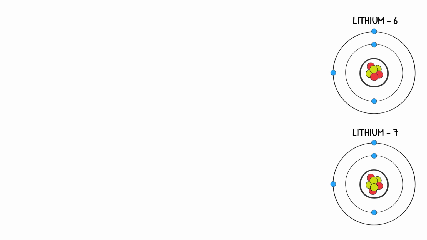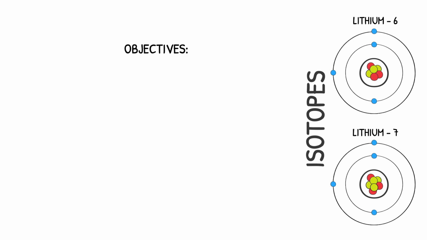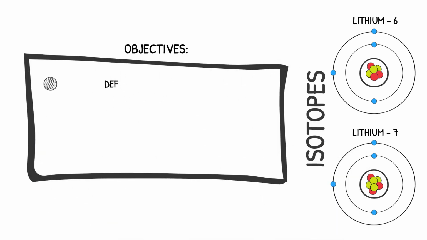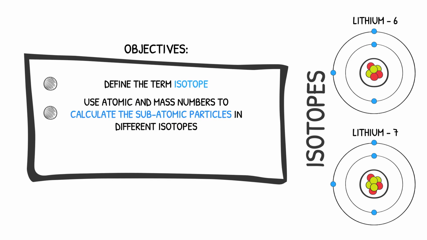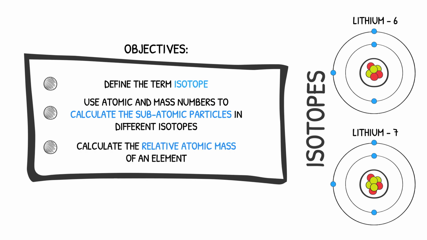In this video, we are looking at the isotopes of elements. By the end of this video, you should be able to define the term isotope, use atomic and mass numbers to calculate the number of subatomic particles in the different isotopes of an atom, and calculate the relative atomic mass of an element. So, let's go.